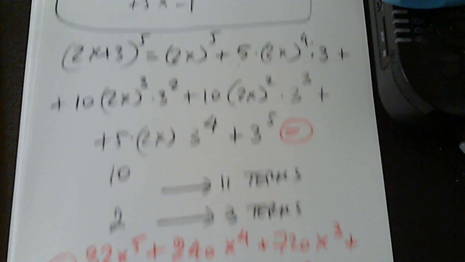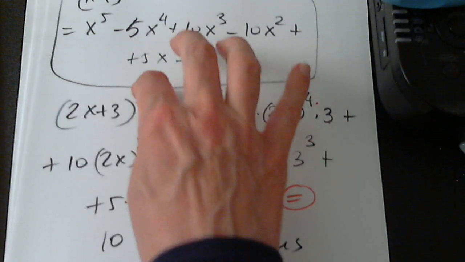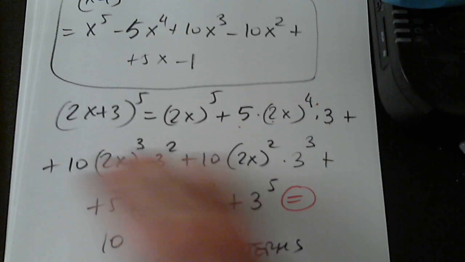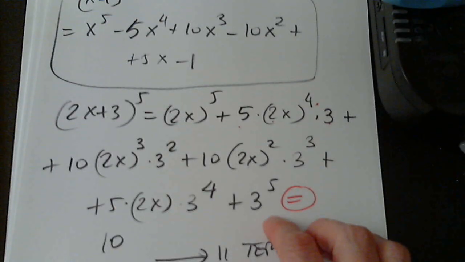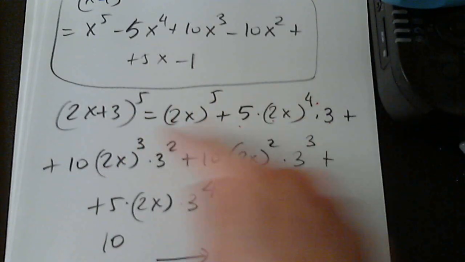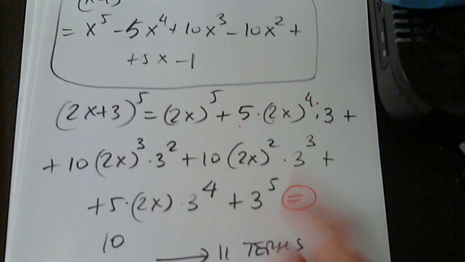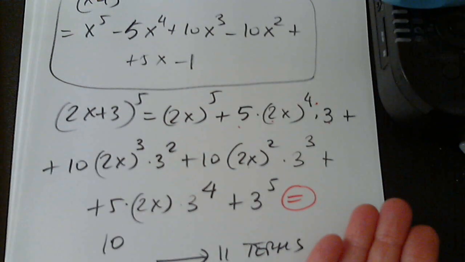Oh, yes, of course. So the idea is we start with 2x to the 5th power, and it decreases till it disappears. And we start with 3 to the 0 power, which means 1, and it increases till it takes over, 3 to the 5th. So what happens to the 2x has to happen to the 3.